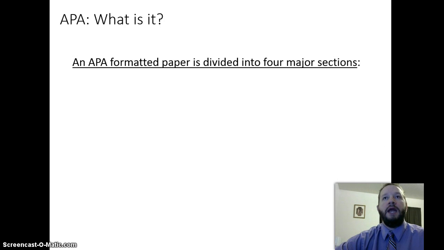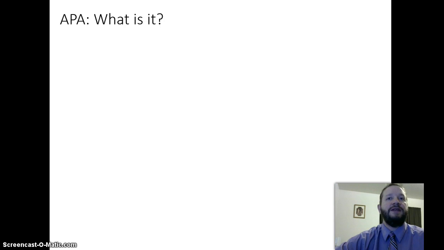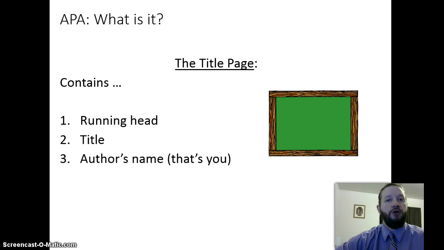All right, so an APA formatted paper is divided into 4 major sections. You have the title page, the abstract, the main body, and the references. Let's talk about the title page. The title page contains the running head, the title, the author's name, which is you, and the institutional affiliation, which would be College of Western Idaho.